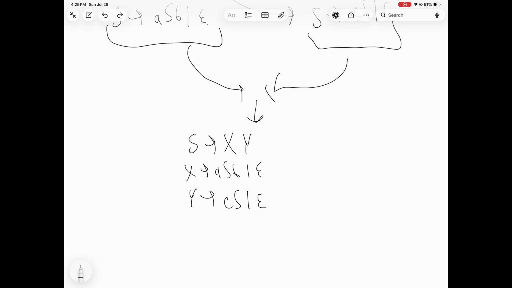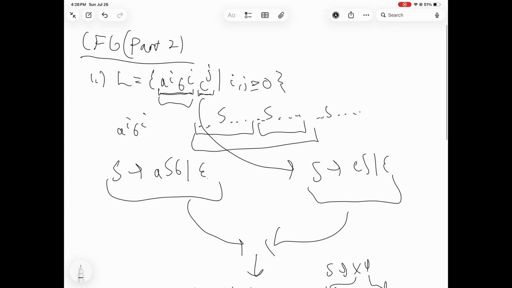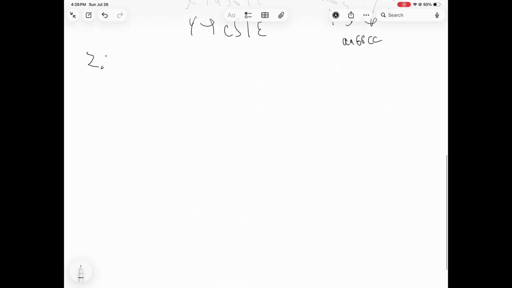Let's check this X rule. S goes to XY, and the X right here could be epsilon, ab, aabb, and so on. The Y right here can be epsilon, could be c, could be cc, and it keeps going. They concatenate both of them together, so it would be aabbcc if we combine the last two. And that is going to be the context-free grammar for the language a to the i, b to the i, c to the j, such that i, j is greater than or equal to 0. Let's move on to the second problem.